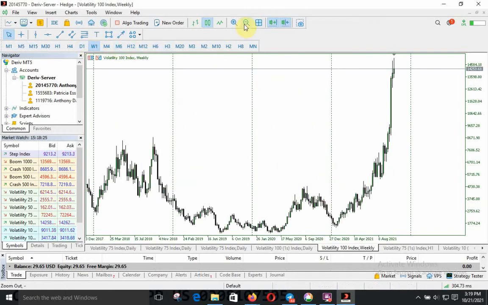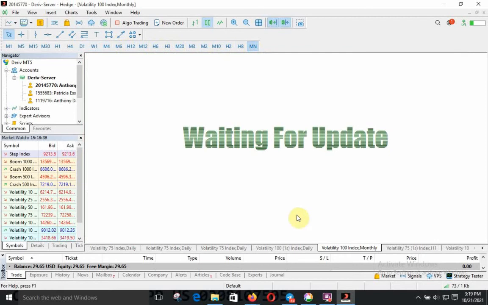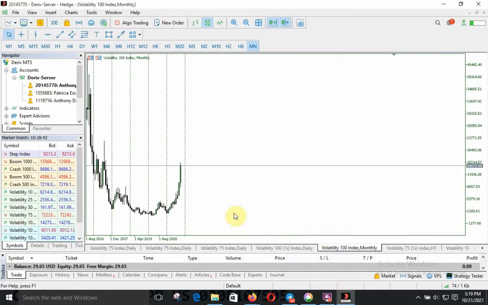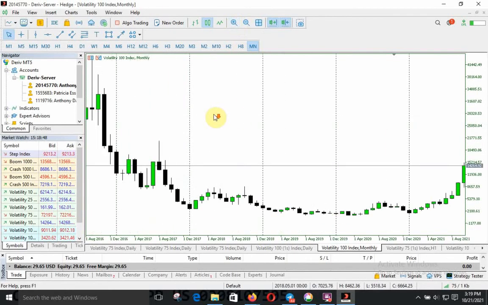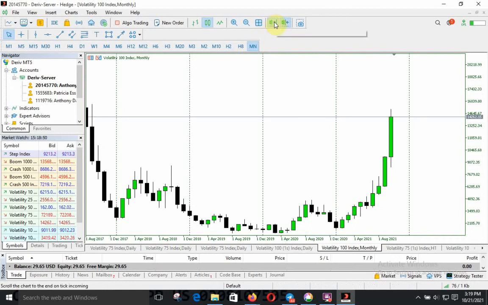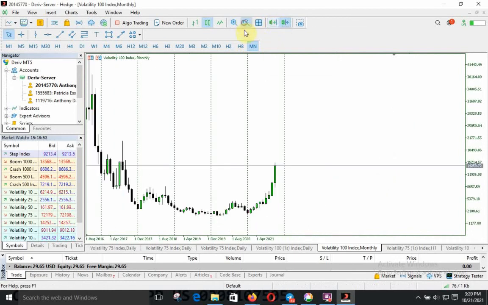So now let me tune this chart down to the weekly time frame. Let me go even to the higher time frame, the monthly. It will take a while to load because it's been a while since I opened the time frame. All right, so here we are. This is a monthly time frame on volatility 100.